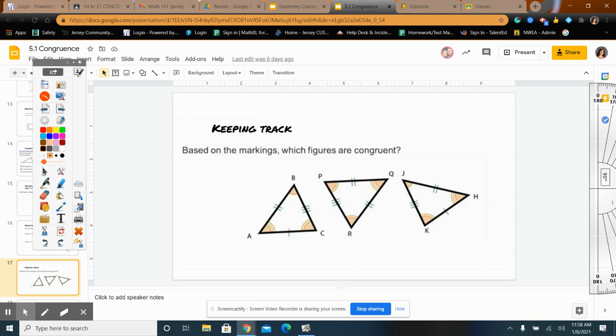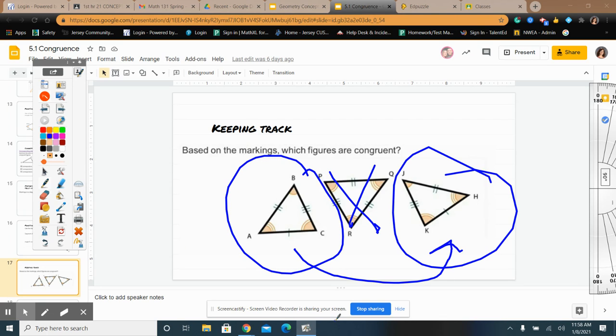Based on these markings, which figures will be congruent then? So we've got to see which ones all match up. So here's a 1, 2, and 3. Does this one have 1, 2, 3? No, this has 2, 2, 3. This one has a 1, 2, 3. So based on the sides, these two are congruent. Double check the angles. That has 1. That has 1. This one doesn't even have a little 1 angle. So this guy is out.